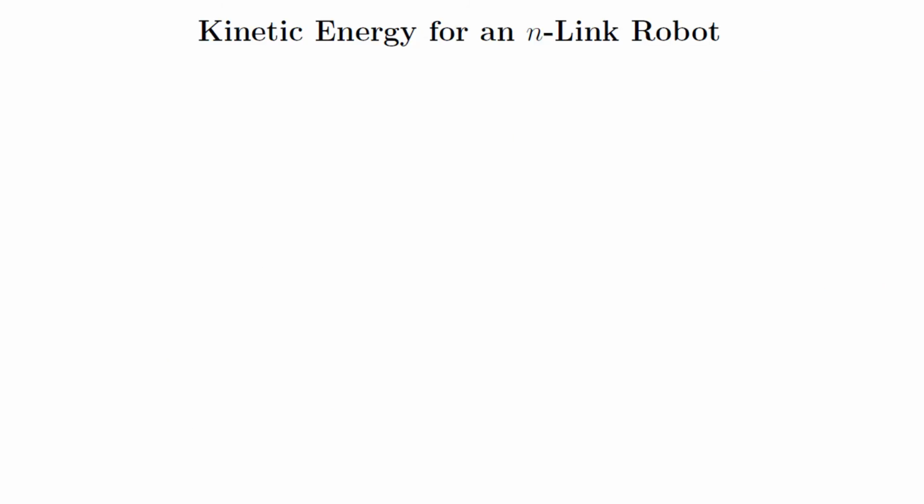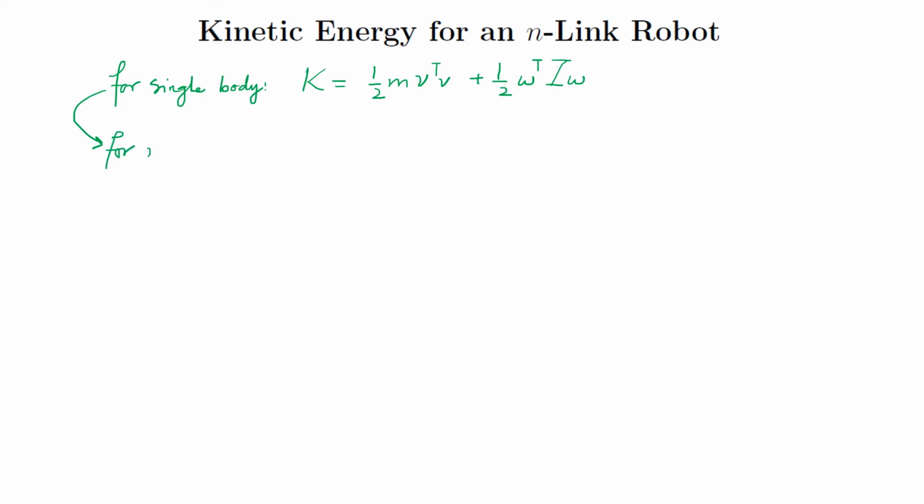And now I can write down the kinetic energy expression for an n-link robot. But I'm going to start from a single body. And this expression was already written down. I'm going to start from here. The kinetic energy expression is going to have two components, one corresponding to the linear velocity, v, and the other which corresponds to the angular velocity. Now, if I need to jump from this single body to n bodies, or for an n-link robot, I have to make a little bit of modification in the expression.